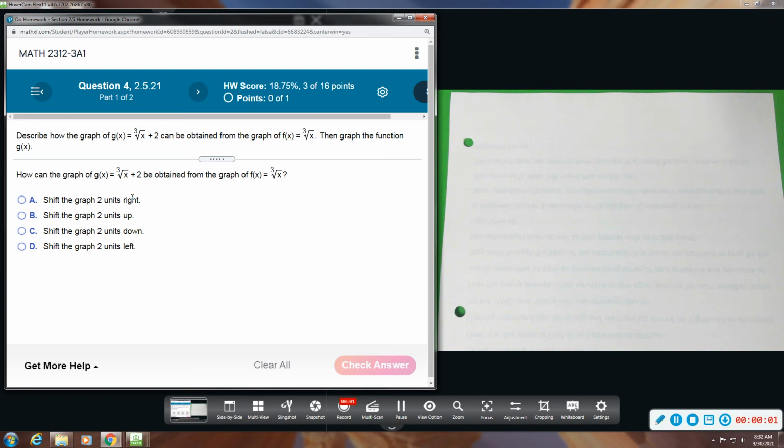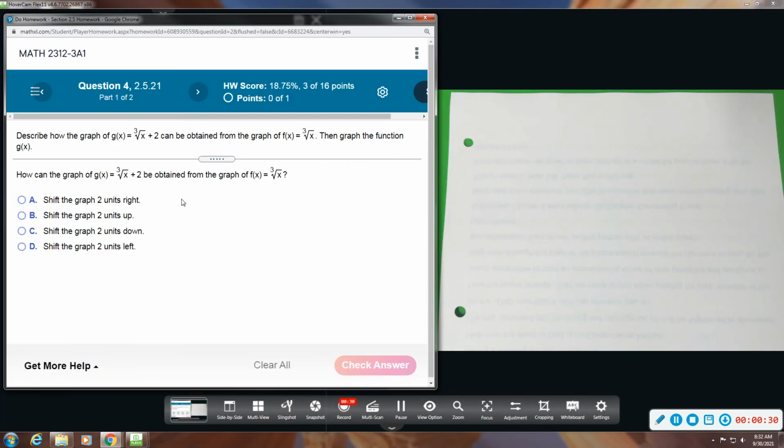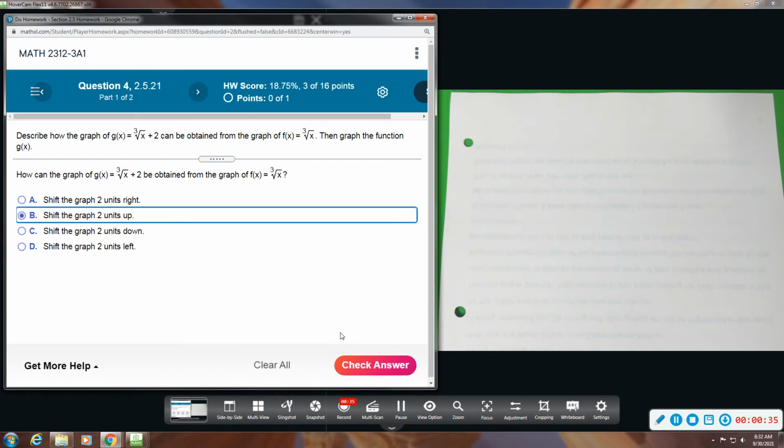All right, number 4, we want to describe how the graph of the cube root of x plus 2 can be attained from the cube root of x. So the plus 2, notice it's not underneath the radical. That will be the grouping symbol. So that plus 2 is just going to shift up or down. That plus 2 corresponds to just the plus or minus b. So being able to identify and correlate which numbers or which letters will help us to determine what's going on. So we're just going to go up 2 units.